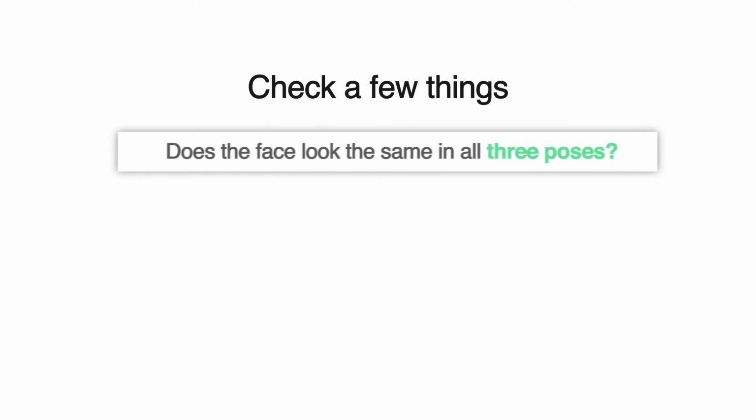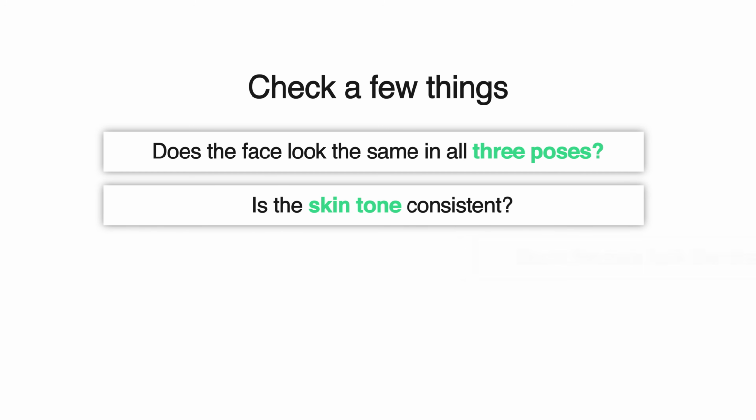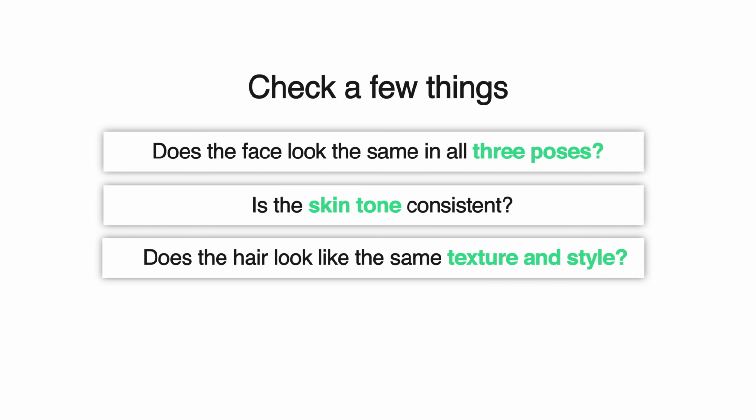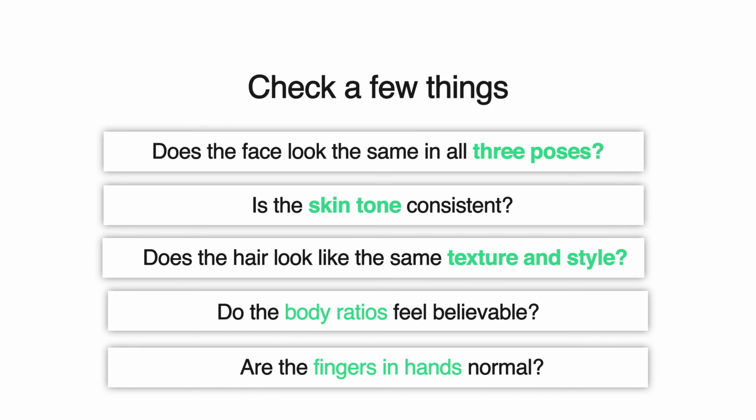So think about 3 or 4 scenes that fit your niche. When the results come back, check a few things. Does the face look the same in all 3 poses? Is the skin tone consistent? Does the hair look like the same texture and style? Do the body ratios feel believable? Are the fingers and hands normal?